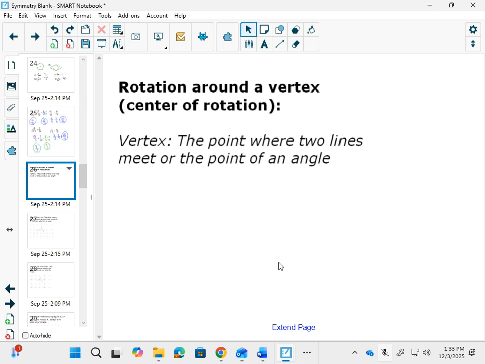Okay. Here's a new definition. The definition, if we highlight it, is vertex. Sometimes we call it where two lines meet. Sometimes we call it the point of an angle.